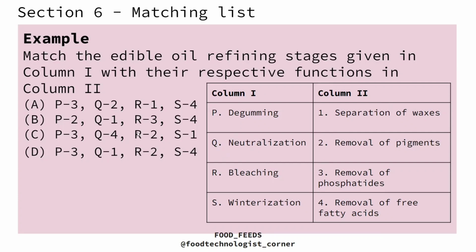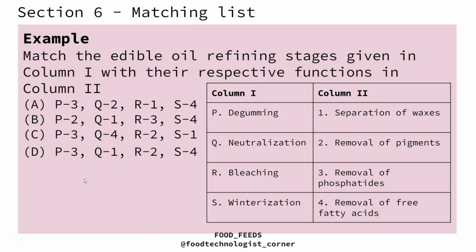So sometimes it works, sometimes it might not, but this is one of the methods you can use. So here, bleaching definitely relates to the removal of pigments, and winterization is the separation of waxes. So the right answer here is option C. So these are the 6 sections that you will come across in the CBT2 exam.